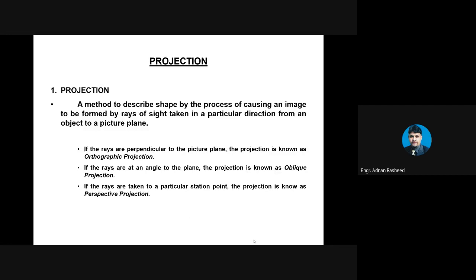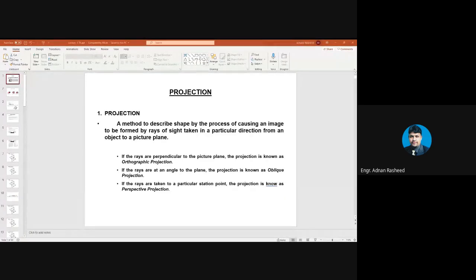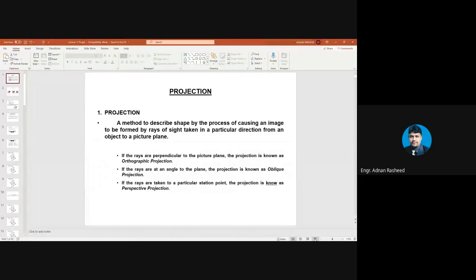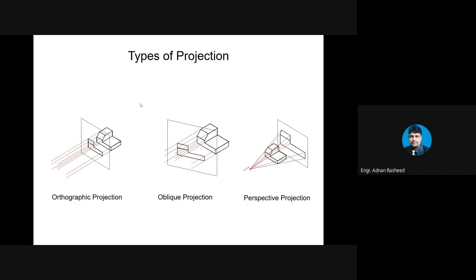So basically by projection we mean a method that is used to describe shape by the process of causing an image to be formed by rays of sight taken in a particular direction from an object to a picture plane. The meaning of this definition is that if you have an object, and you are taking the rays of light originating from the object and hitting a plane, this plane is known as the picture plane.